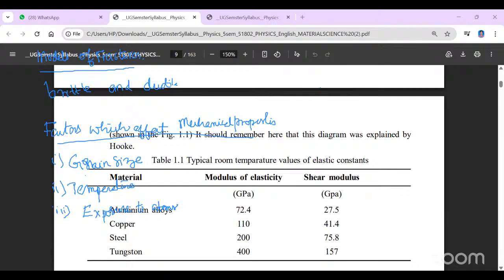Okay, exposure to atmosphere. When some metals are exposed to the atmosphere, they get oxidized. Due to this oxidation process, a thin film of oxide layer is formed on the surface.